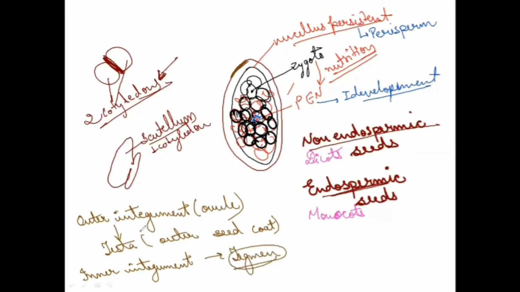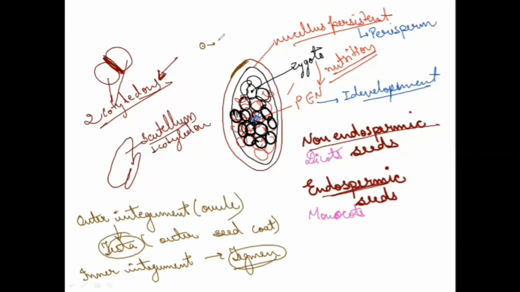Clear? So when the seeds are formed, testa and tegmen are the two seed coats of the seed. Now, this is how the seed formation takes place. Inside the seed, the embryo is developing. So a single zygote will have a number of divisions forming different shapes of the embryo.